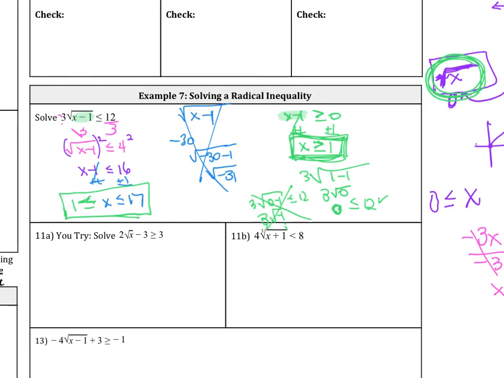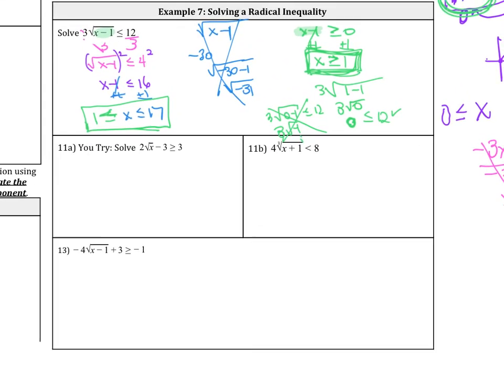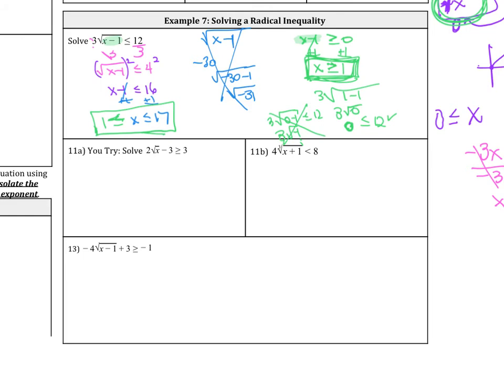So I want you to go ahead and try letter A, 11A, 11B, and then number 13. And 11A and 11B are actually two different types of examples. And so just see what you get, and then we'll talk about it.